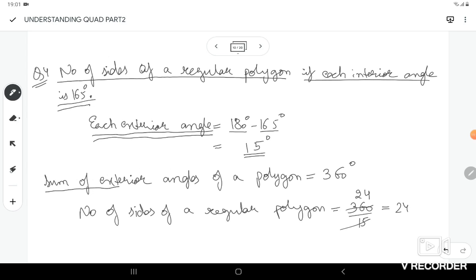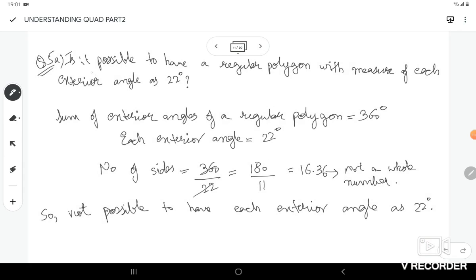And we know that the sum of the exterior angles of a polygon is equal to 360 degree. So the number of sides of the regular polygon would be nothing but 360 degree divided by each exterior angle. So 360 degree divided by 15 gives nothing but 24 sides.